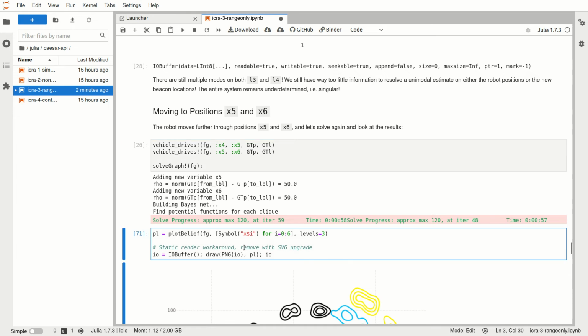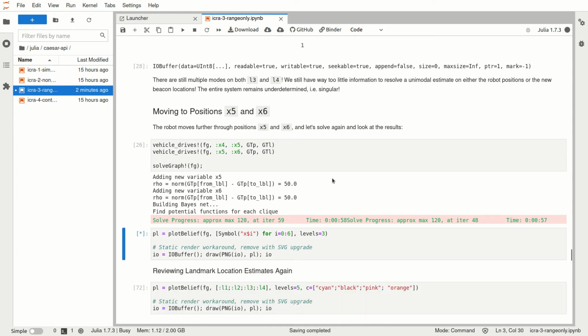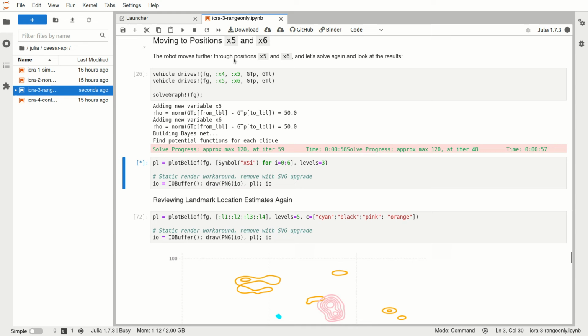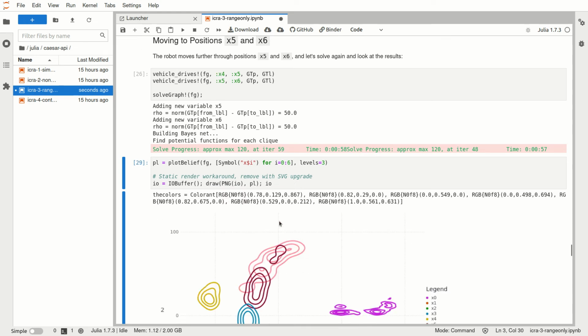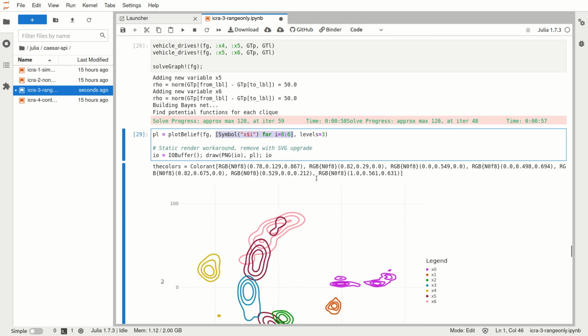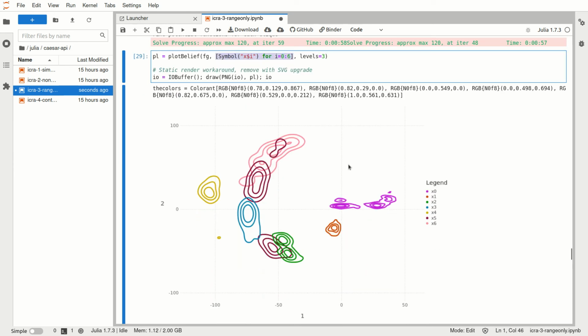Let's plot all the poses. So we've now added x4 and x5, and we solved it. I ran that out a little ahead. Now let's look at all the pose variables. There are, I think, 7 poses so far. So what's happened now is we still have 2 modes potentially in x0, but it seems like we've dropped down to just 1 mode for the rest of the trajectory.